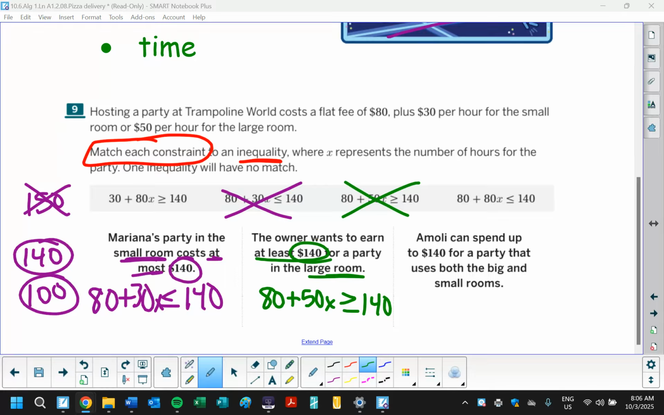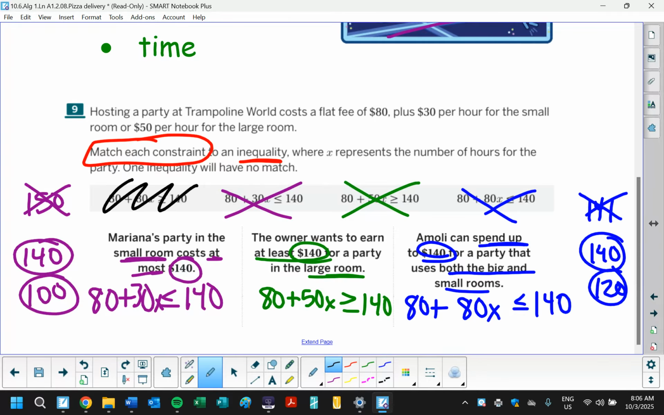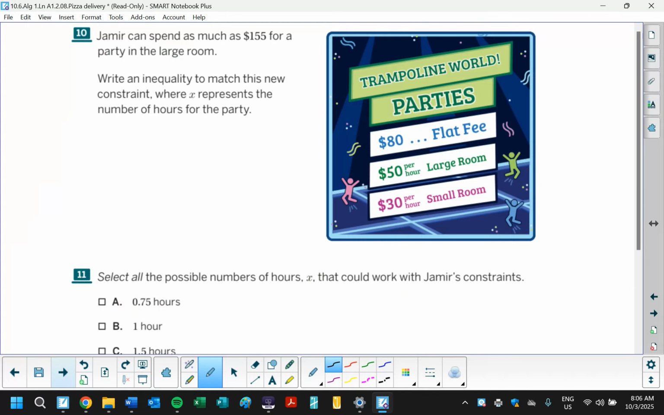Last but not least, spend up to $140. Again, what I see is I can spend $140 and I can spend $120, but I cannot spend even $141. So it can be $140 exactly. It can be less, for both big and small rooms. That's interesting. So we have the $80 flat fee, and then we have 50 and 30 per hour. Notice that one of those had no match, and that's okay. On to the next page, please.